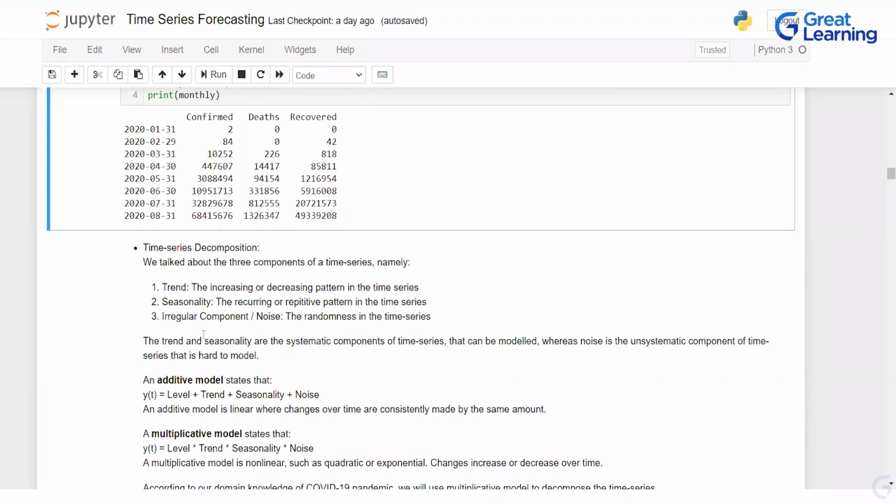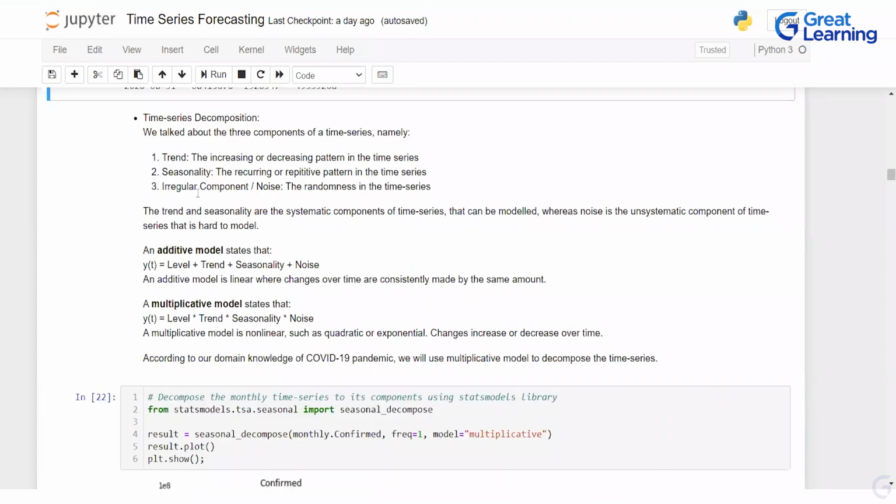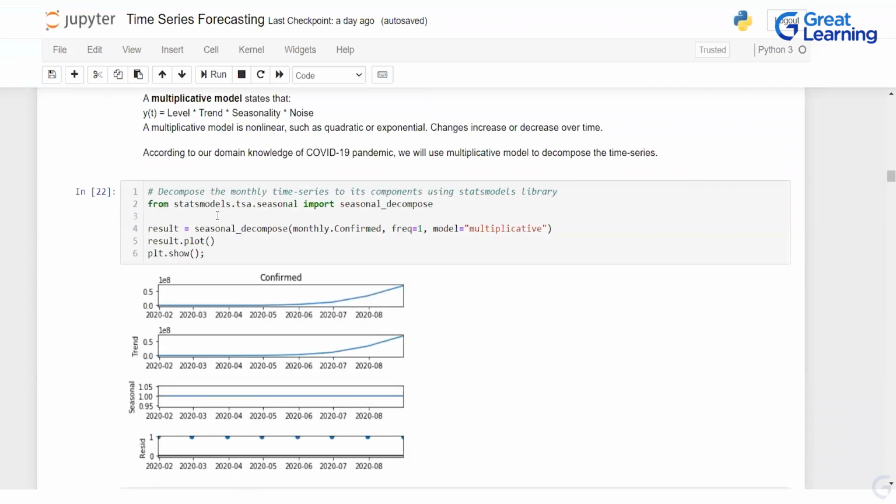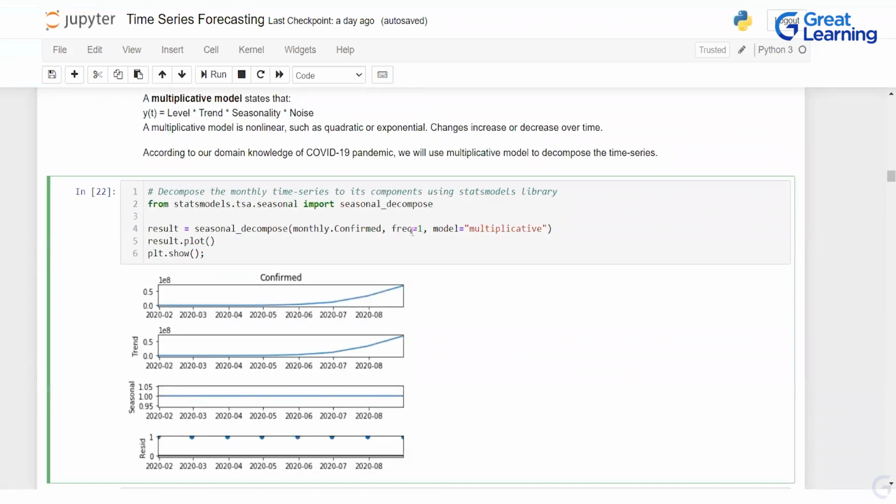That's the irregularity. There are two kinds of model: additive and multiplicative. Additive is your normal thing, I mean, your time series is trend plus seasonality plus noise. If you add it up, it will give you this value. For multiplicative, you multiply them. So what it means when we are decomposing it into multiplicative, I'll show you with this example.